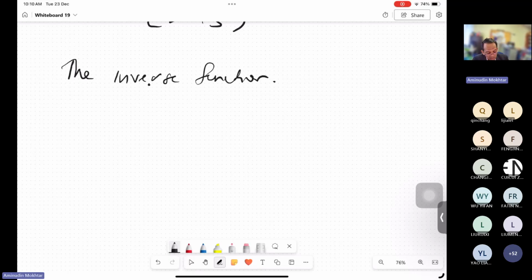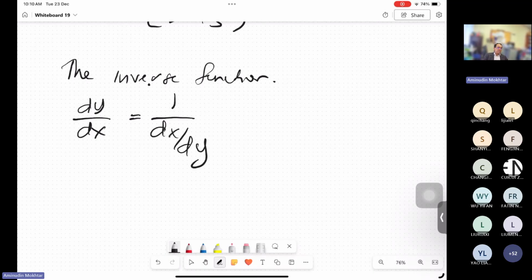In other words, the inverse, not the inverse function, the inverse differentiation. If dy/dx is also equal to 1 over dx/dy, that's the relationship between dy/dx and dx/dy.